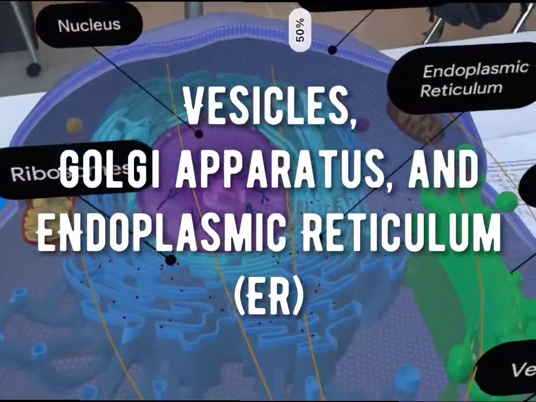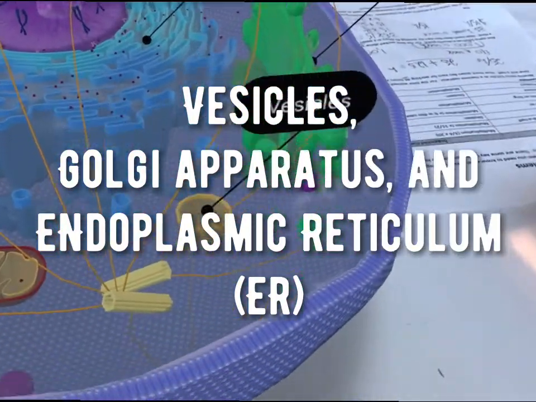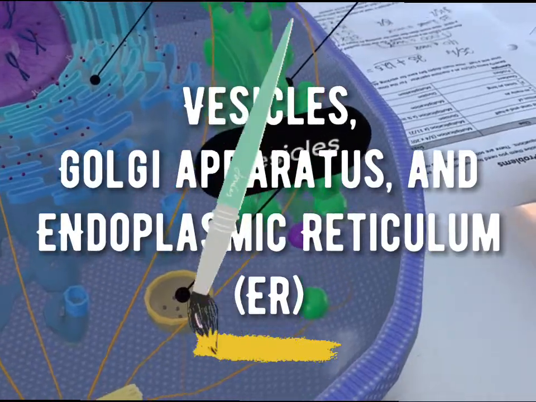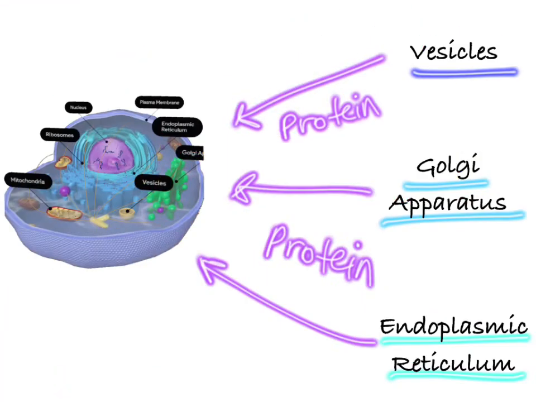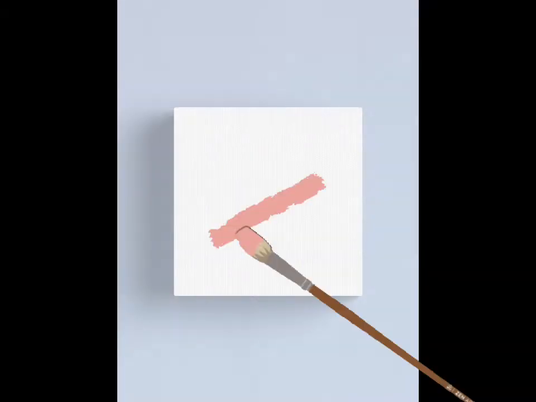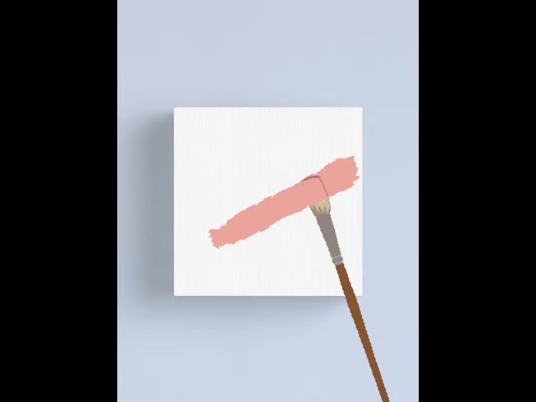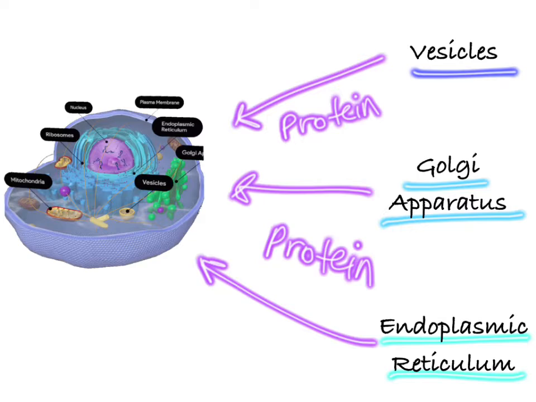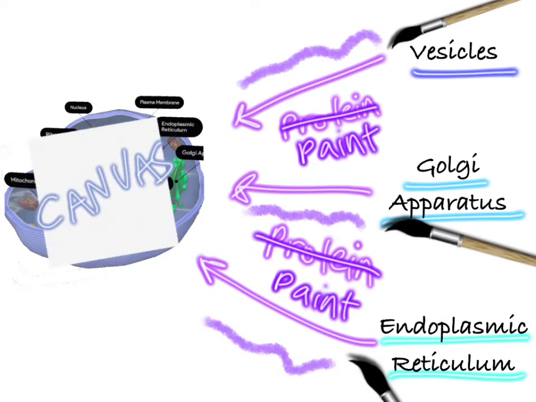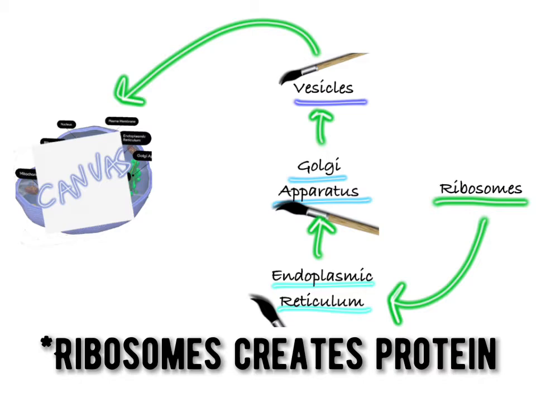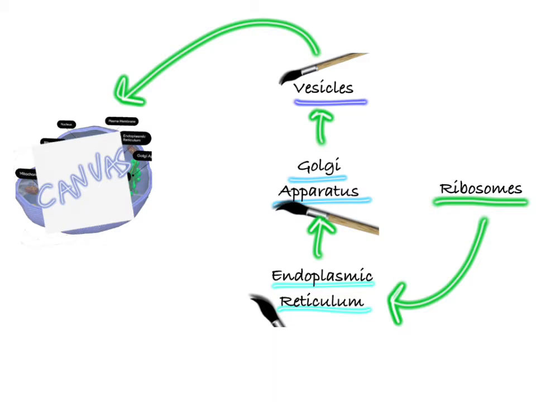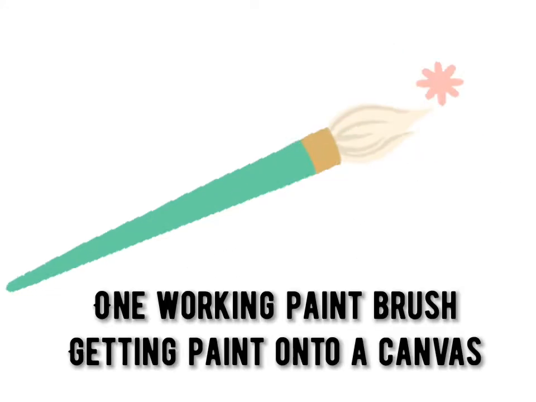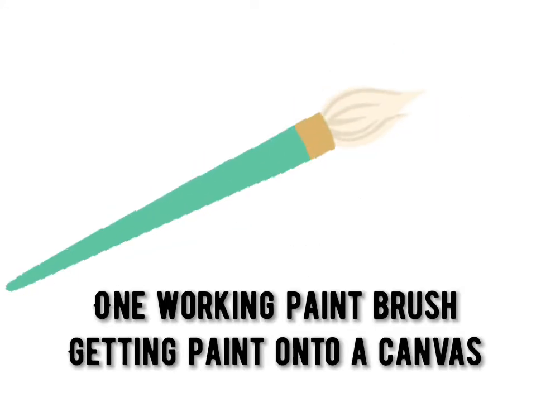The vesicles, Golgi apparatus, and endoplasmic reticulum, or ER, are all like paintbrushes. They all transfer protein into the cell, just like how paintbrushes transfer paint onto a canvas. If we put it like that, then the paint is the protein, and the ribosomes somehow creates the paint. Maybe it's the paint tube or a bucket. However, there's another way to put it, which is working as one paintbrush.